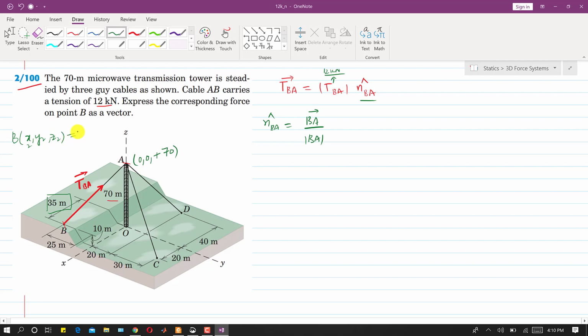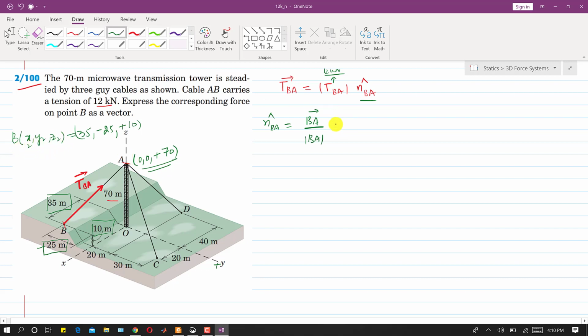So x2 is equal to 35. We need to travel 35 in the x direction, right? And in the y direction we need to travel 25 meters. So y2 is minus 25. This is the positive y direction, so we need to travel in the negative y direction, so this will be minus 25. And similarly to reach this point B we need to travel plus 10 in the positive z direction, so I will write plus 10, right? So these are the coordinates of point A and these are the coordinates of point B.